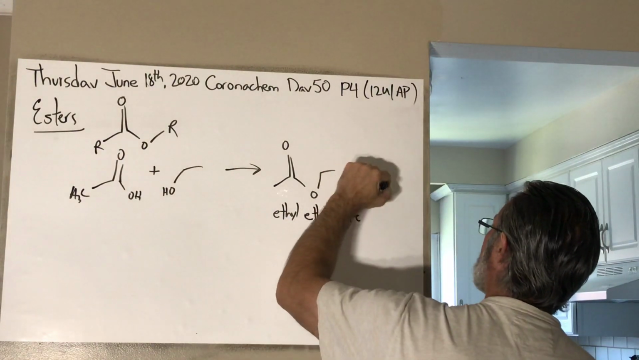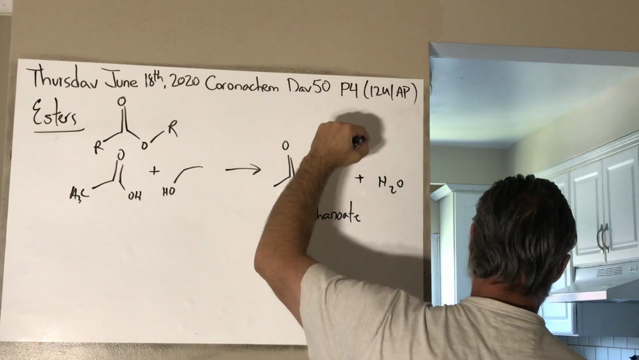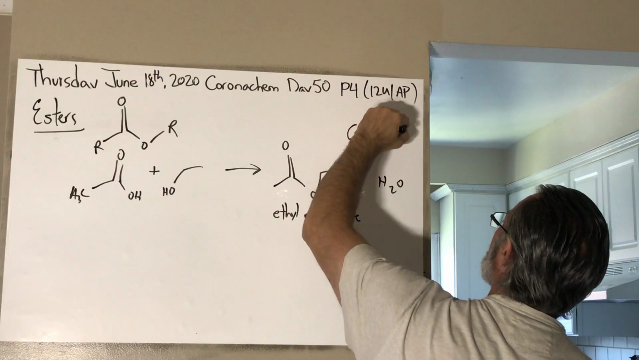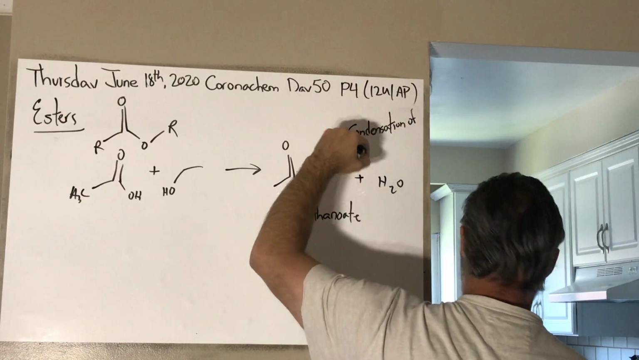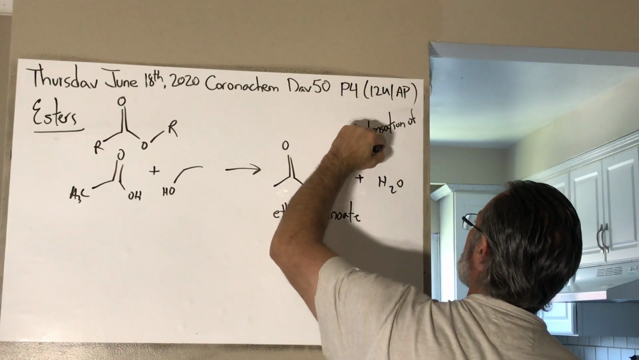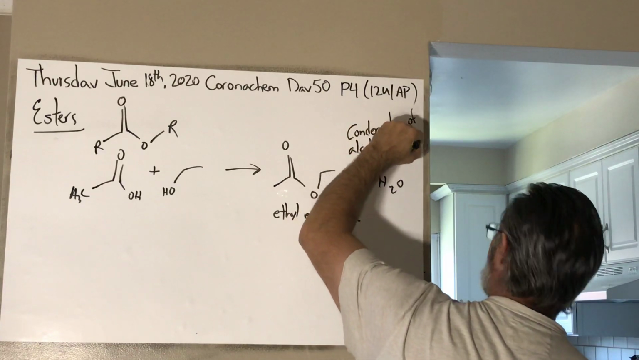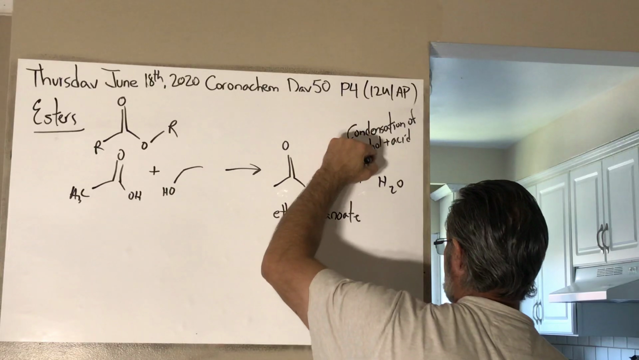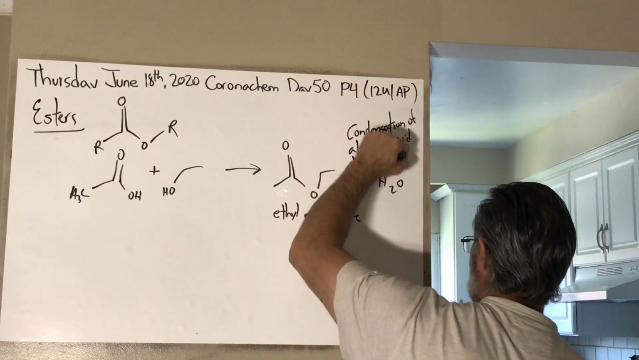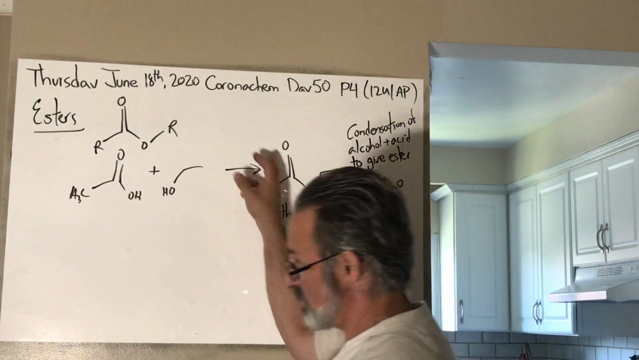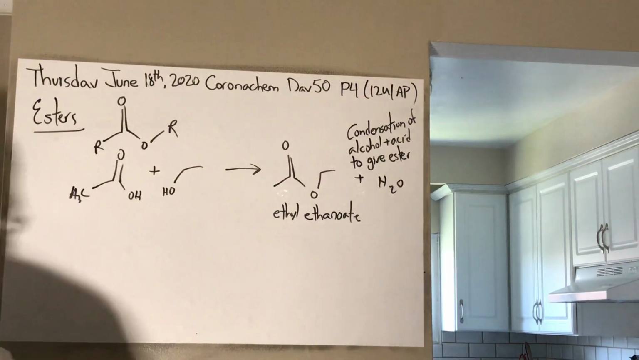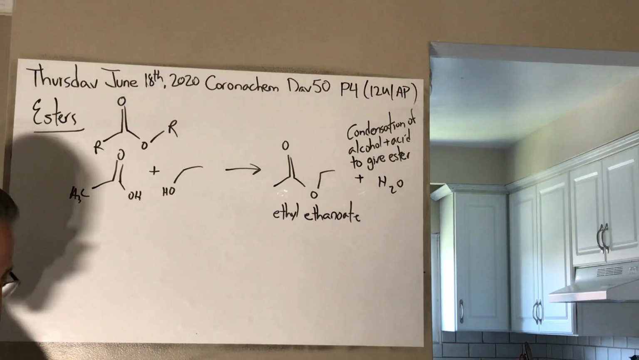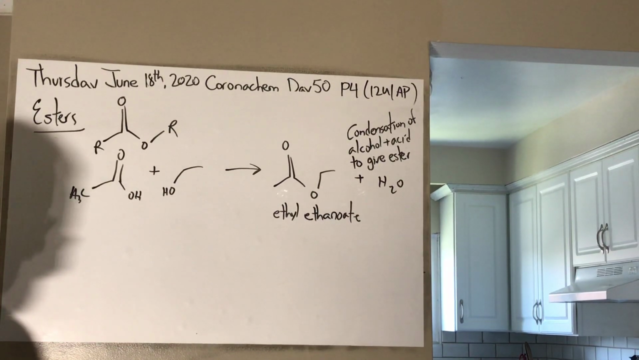And you get water as a byproduct. This is called the condensation of alcohol plus acid to give ester. Sometimes they catalyze them with a little bit of acid to get a more rapid esterification. Esters are named first by the alcohol, then the group from which the acid is derived.